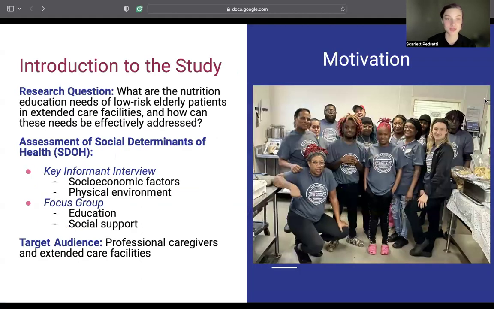So let's get started here with our introduction. For my research, I chose the question of what are the nutrition education needs of low-risk elderly patients living in long-term care facilities, and how can these needs be effectively addressed? In order to do this, I performed the assessment of social determinants of health. For my key informant interview, I looked on a broader scale at the socioeconomic factors, such as cultural preferences, any sort of underlying conditions, or other preferences that these individuals might have, as well as the physical environment. Because at least for me, I've worked at a lot of different facilities that have different kinds of dining settings, communal settings, social settings that can really impact the nutritional status of these residents.